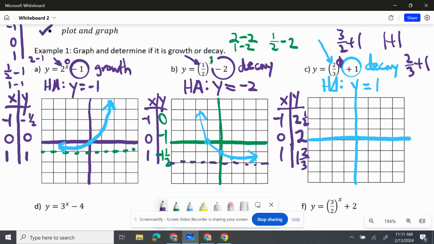We have our horizontal asymptote at 1. So we're plotting a horizontal line at 1. And then when we graph it, we have (-1, 2.5), we have (0, 2), and we have (1, 1 and 2/3). So this right here is a decay model.